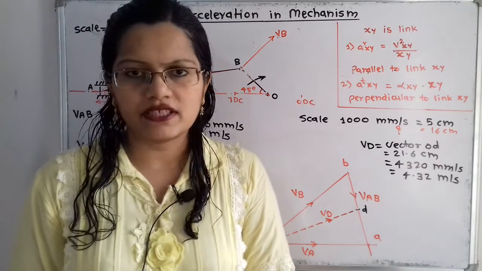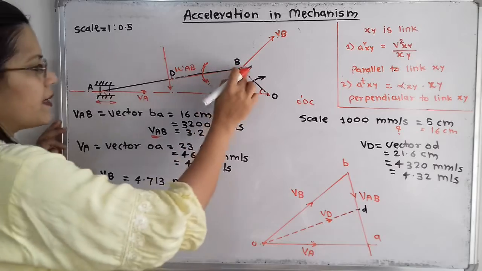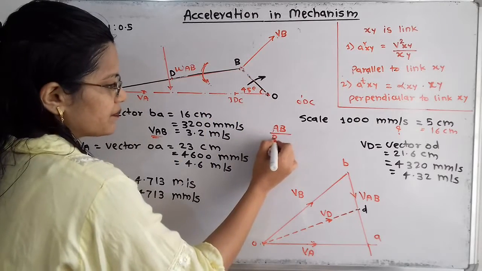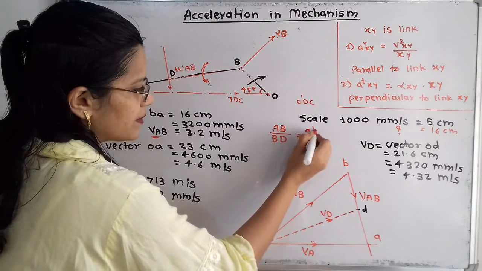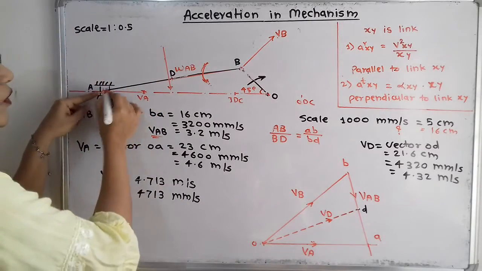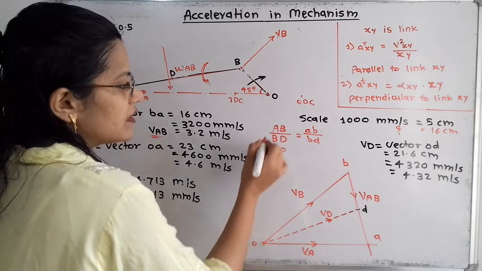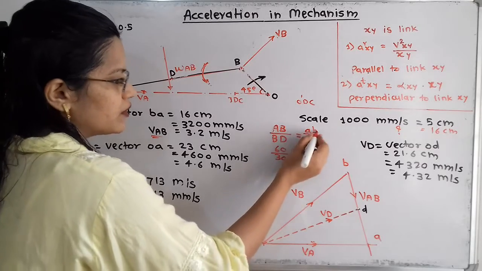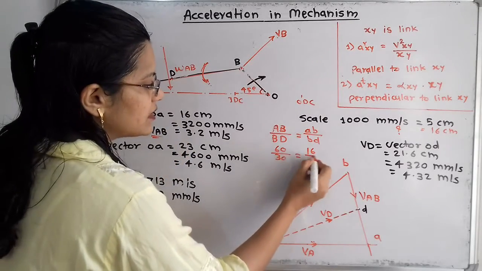So how can we define this? If we observe, AB has midpoint D. So I will say AB divided by BD, which is equal to, in the velocity diagram, also vector ab divided by bd. Now we know the total length AB is given as 600 millimeter, that means 60 centimeter, divided by BD. D is the midpoint, so BD is 30 centimeter, which is equal to, now this vector ab, which is 16 centimeter. So I will write here 16 divided by bd.